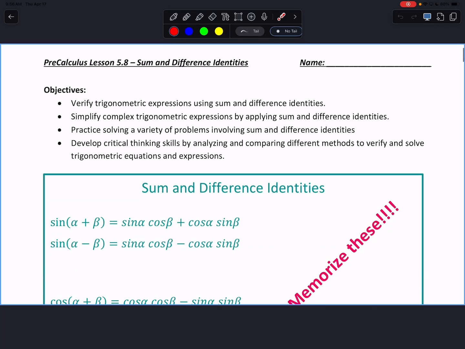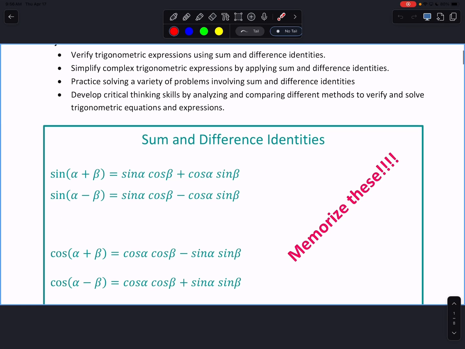Trigonometric expressions using a sum and difference identity. So these, I have a little song.